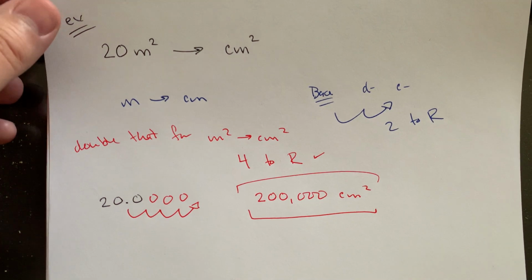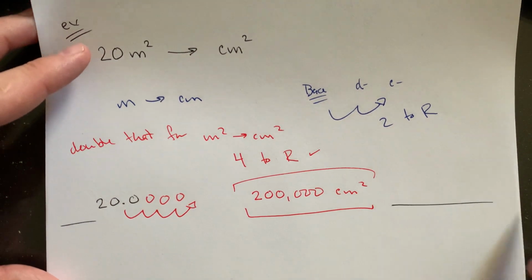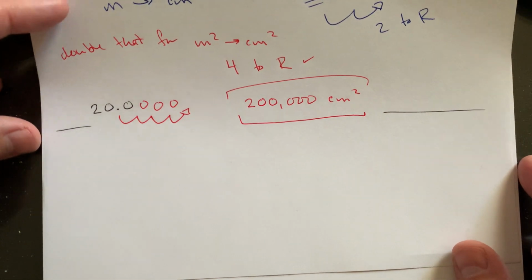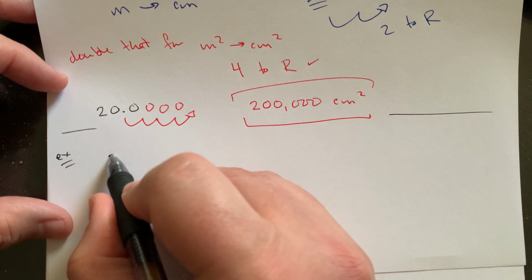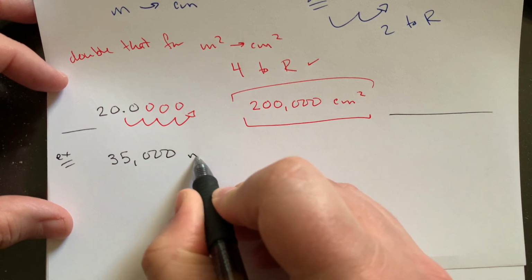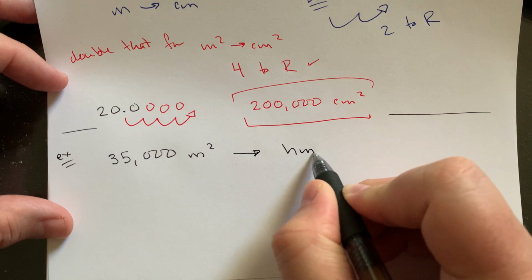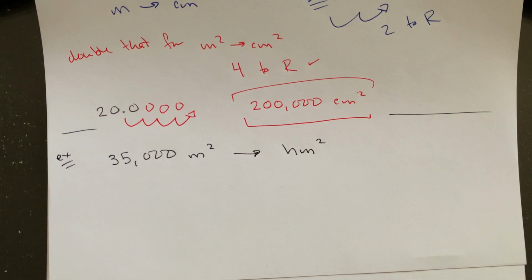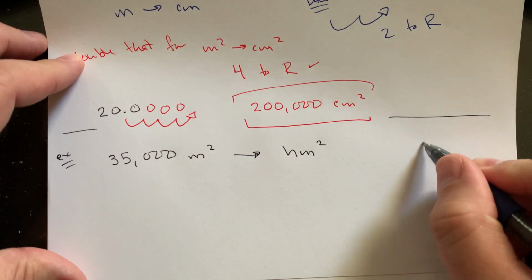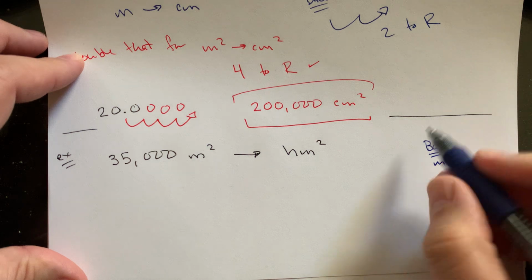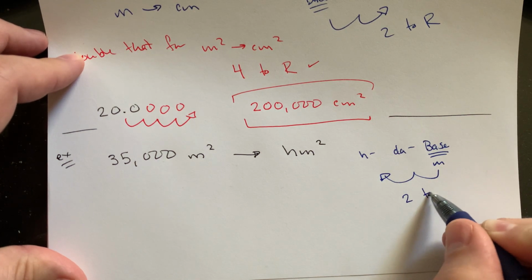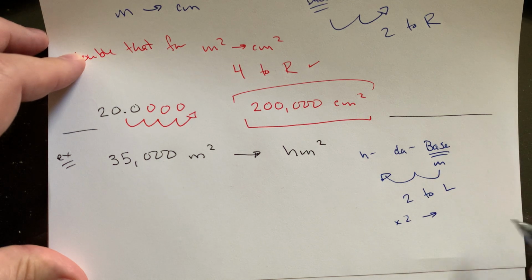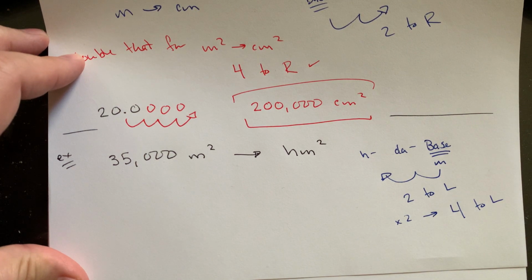Let's do one more example, just because. What about, we can just go the other way. Let's say we have 35,000 square meters. Let's convert it into square hectometers, hectometers squared. You know, units we all use. That's going to be, so meters are our base unit. And then we have deca and hecto. So that would be normally twice to the left, times 2. So that's going to become 4 times to the left.